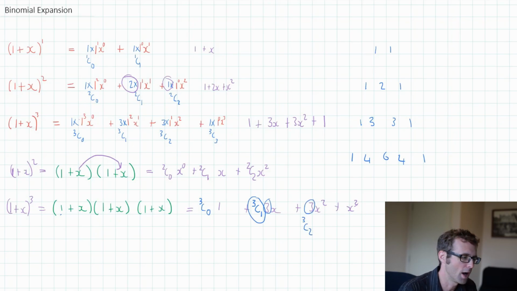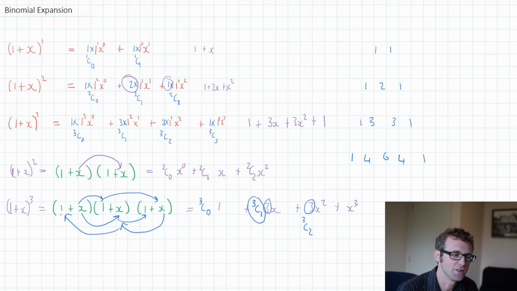Now let me show you why. We need 2 of them. So we could do this times that. That's one way we could do it. Or we could do this times that. Or we could do, what's the other combination that I've missed? We could do this times that times this. And that will give us our 3 combinations to make x squared.